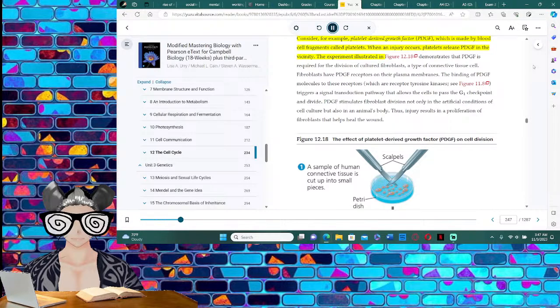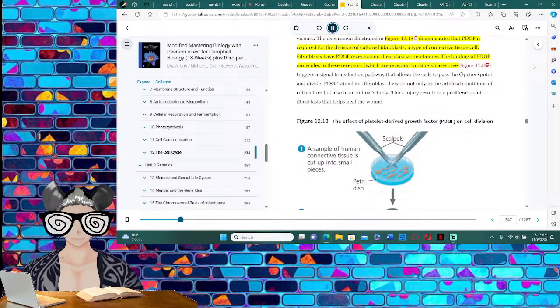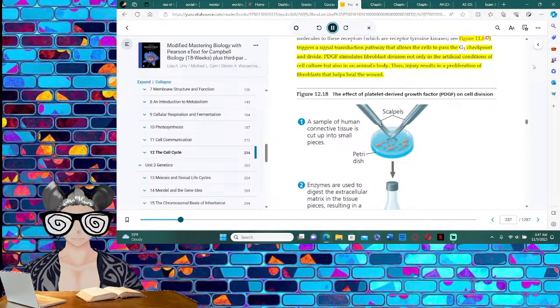The experiment illustrated in Figure 12.18 demonstrates that PDGF is required for the division of cultured fibroblasts, a type of connective tissue cell. Fibroblasts have PDGF receptors on their plasma membranes. The binding of PDGF molecules to these receptors, which are receptor tyrosine kinases, see Figure 11.8, triggers a signal transduction pathway that allows the cells to pass the checkpoint and divide. PDGF stimulates fibroblast division not only in the artificial conditions of cell culture but also in an animal's body. Thus, injury results in a proliferation of fibroblasts that helps heal the wound.